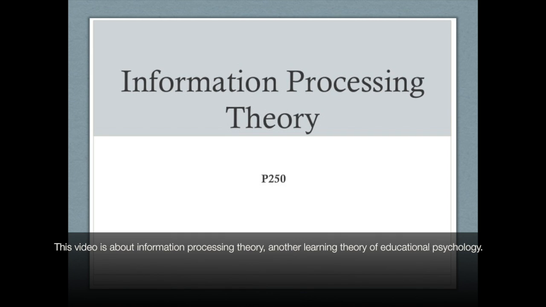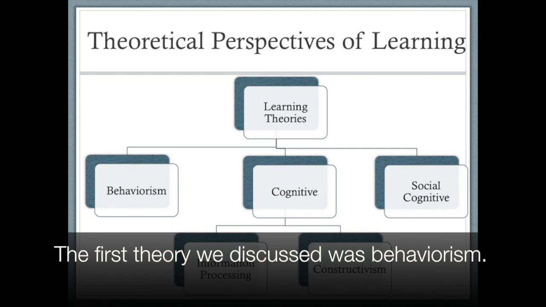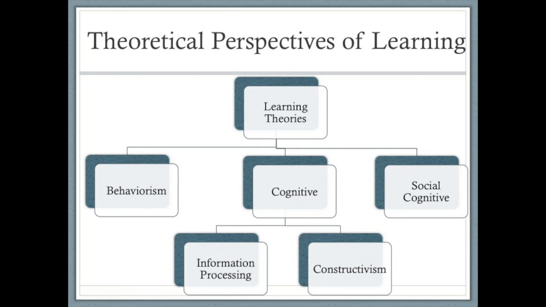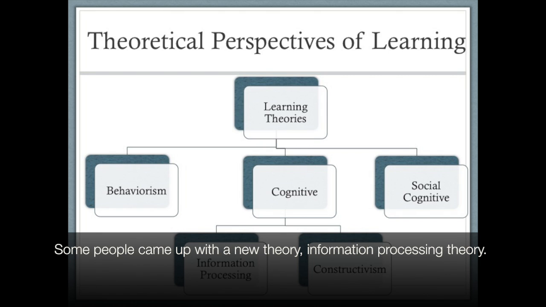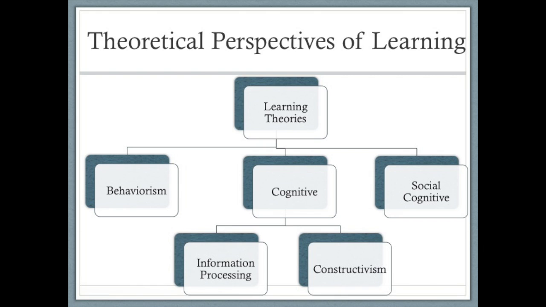This video is about information processing theory, another learning theory of educational psychology. The first learning theory we discussed was behaviorism. While behaviorism has some strengths, it also has weaknesses. Therefore, some educational psychologists developed a new theory that they thought would better describe and help us understand learning. This theory is called information processing theory.